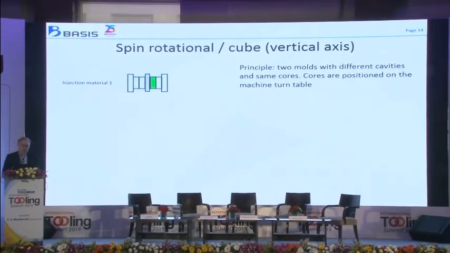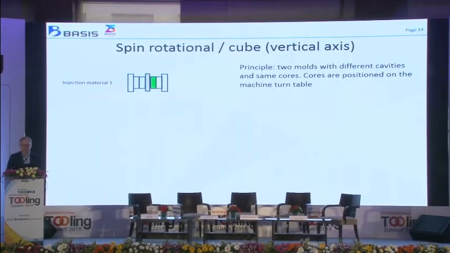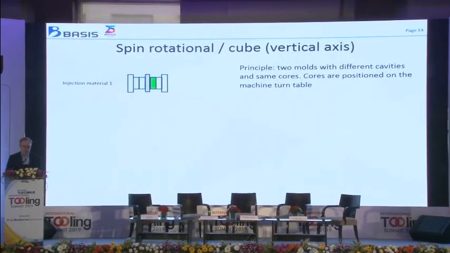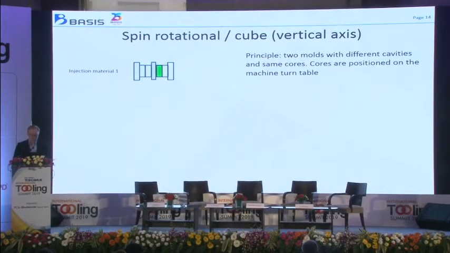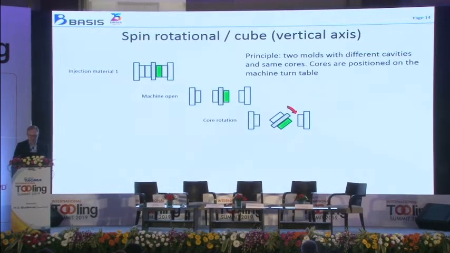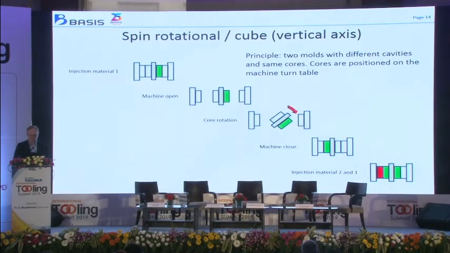Now we move to spin rotation, also named cube, with vertical axis. The principle: we have two molds with different cavities and the same core. The cores are positioned on a turntable on the machine. We make the injection of the first material, open the mold, rotate the core, close the machine, injection of the second material, and at the same time in the outer cavity, the first one.